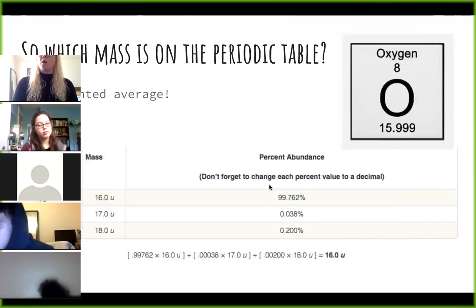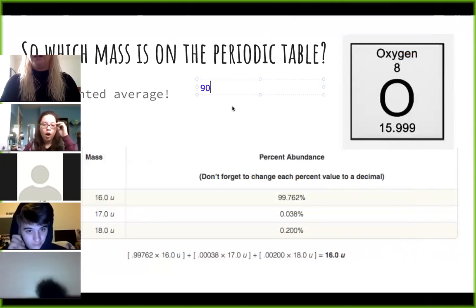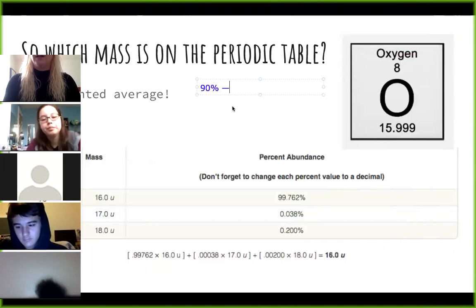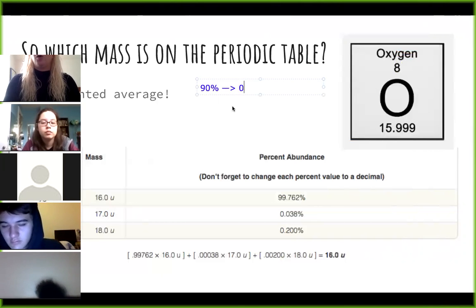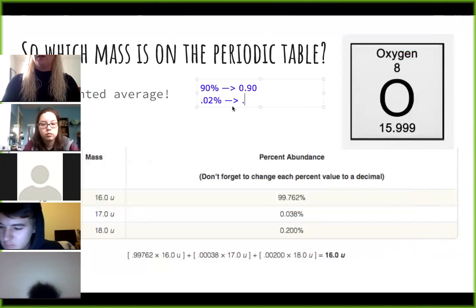Well, we need to take our percent and we need to convert it into a decimal, which for some of us that might be easy and some of us might be like, how do you do that, right? Anytime we have a percent, let's say we have 90%, as a decimal, that is the same thing as saying 0.9. Right? If we have 0.02%, that is the same thing as saying 0.0002. So what did I do?